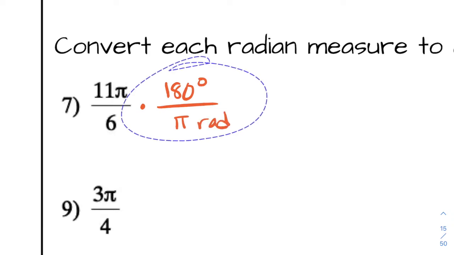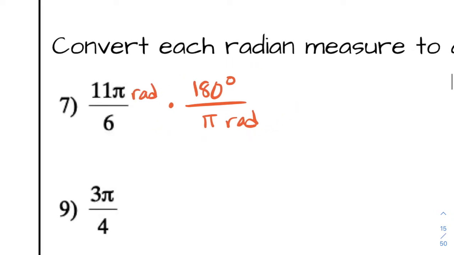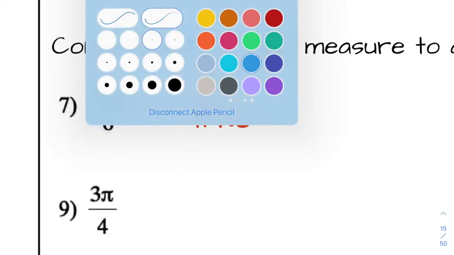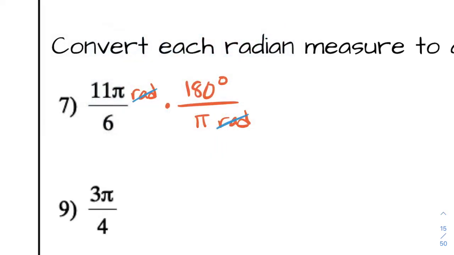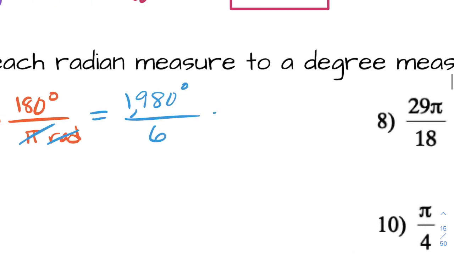Because in reality, this should be labeled as a radian. The software doesn't do it, so I'm just going to leave radian off here. I'll do it once, okay? But radian go away. Watch that. Look at that. Pi and pi go away. So now what we simply have is 11 times 180. So we have 1,980 degrees over 6. And we'll divide that by 6 and we get 330 degrees.